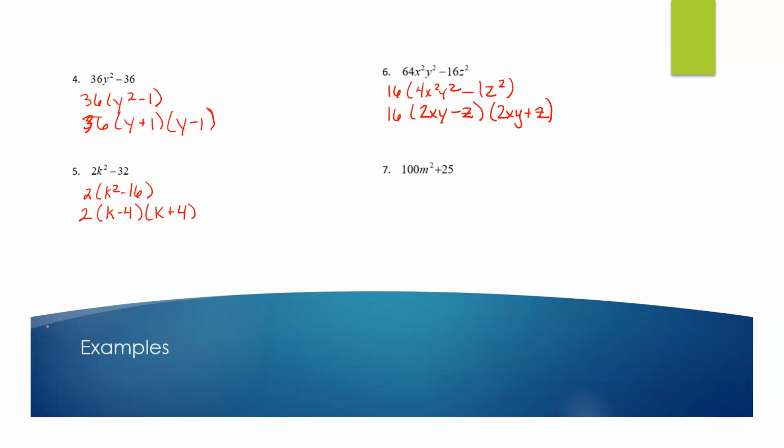So I have 100m squared plus 25. If I look for the greatest common factor, I'm going to pull out 25. So I have 4m squared left plus 1. Remember, 1 is a perfect square. So I'm going to have 25. Oh, it's addition. So this pattern up here only applies when you have the difference. So this is as far as I can get. Okay, that's it.